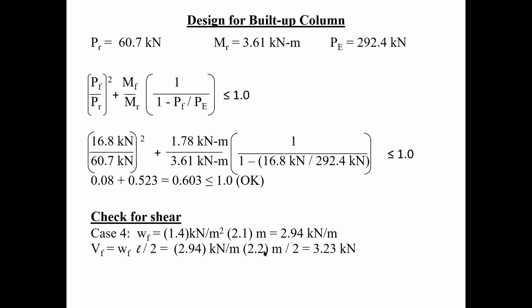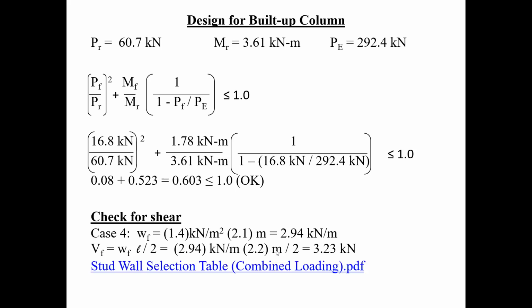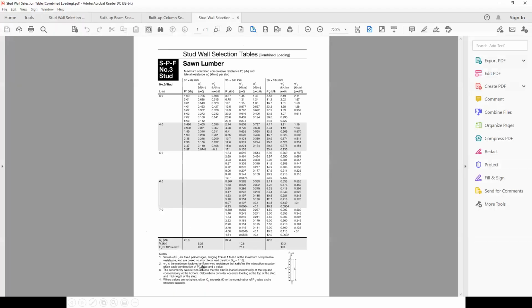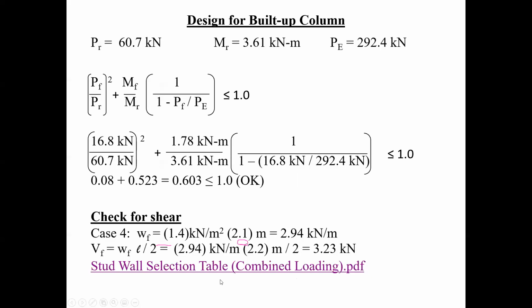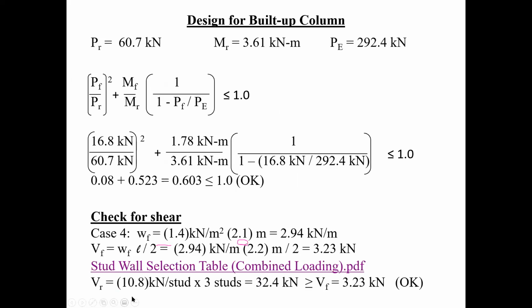Here, you see, I took 2.2 and I made a typo here. I apologize for that. Now I go back. I don't have to do any calculations. I go back to the wall, okay, and the VR stays the same here. Okay, 10.6, but don't forget that that's for one stud. So if it's good for one stud, could you imagine how good it is for 3 studs? Okay, I have 32.4, which is way greater than 3.24. I know my shear is ample for this column, okay?